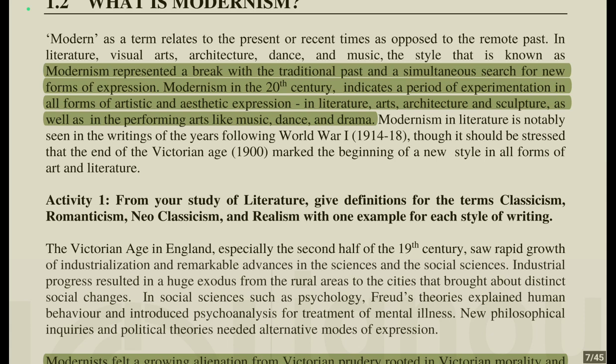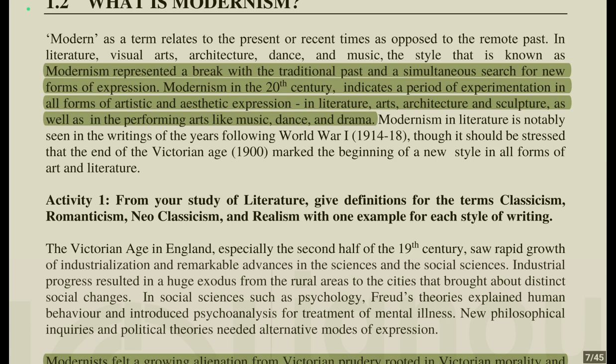Until now we don't even know what modernism is, right? Modern as a term relates to the present or recent times as opposed to the remote past. So modern gives you a feel of something new, something more present, something more recent. In literature, visual arts, architecture, dance, and music, the style that is known as modernism represented a break. Now you can clearly see how many fields modernism was in: literature, visual arts, architecture, dance, and music.